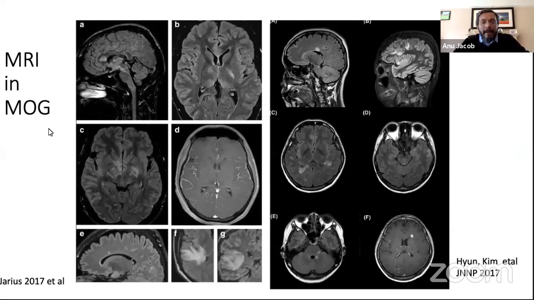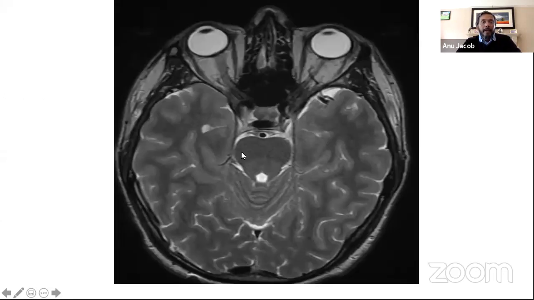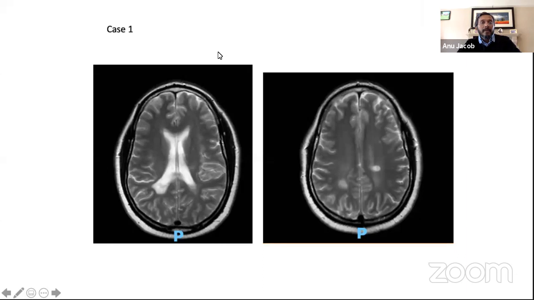So let's look at some MRIs in MOG. This is from the literature, from Sven Jarius' group in Germany, and this is Ho-Jin Kim's group in Korea. Diencephalic lesions, capsular lesions, fluffy lesions. I'm going to run through this very quickly. Some lesions look a bit fluffy, but still in the callosal region. Cortical lesions, fluffy lesions here, some brainstem lesions. I don't know if you can spot the enlarged optic nerve there. You can see subtle fluffy lesions.